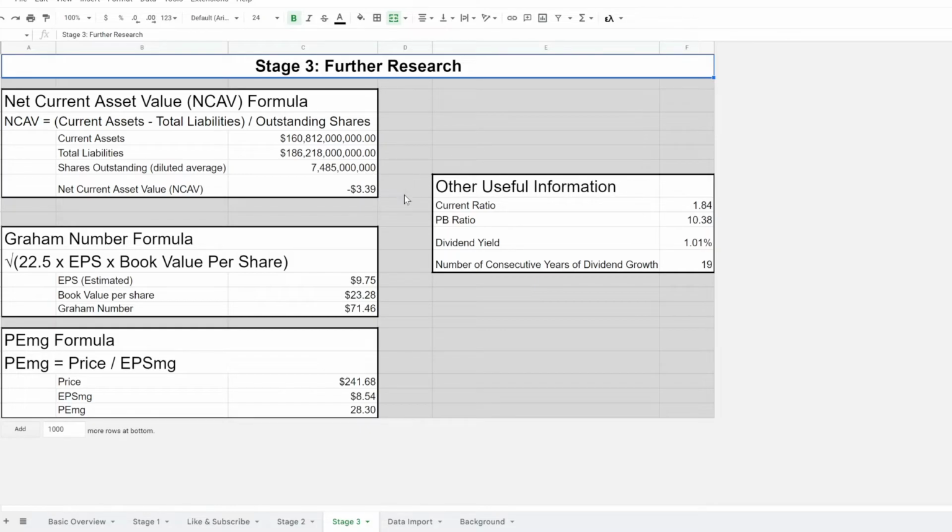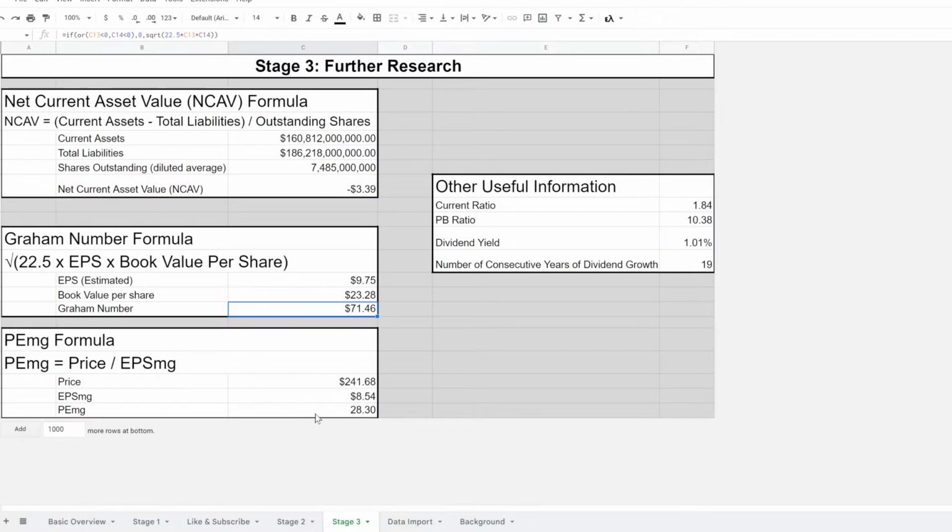But some things that might be useful for you are like the net current asset value. This one, again, doesn't apply here, but Graham number formula. This is a way that some people look at the value using Benjamin Graham's requirements for the defensive investor and putting it to a number, kind of. So you get a number of 71.46. It's trading above that, so keep that in mind.